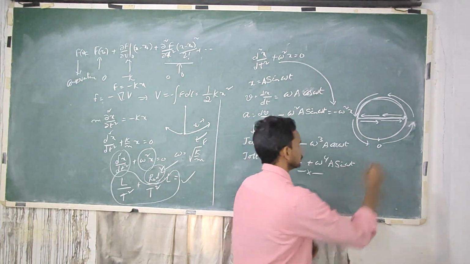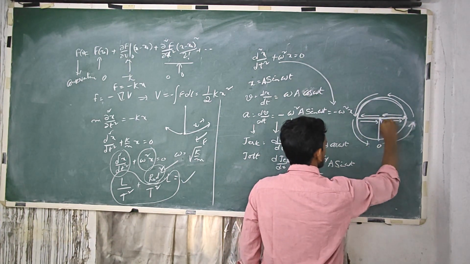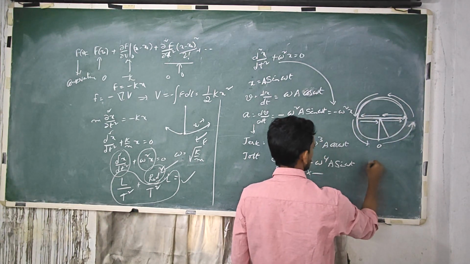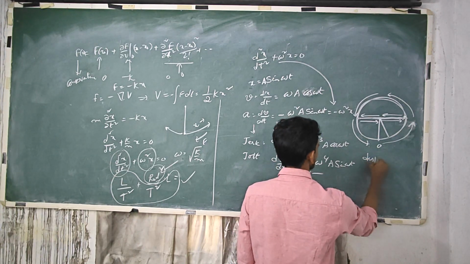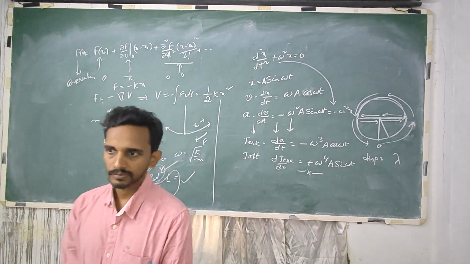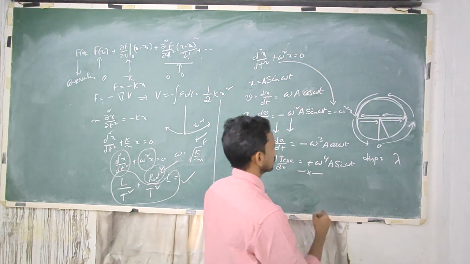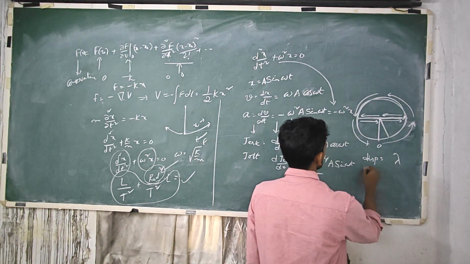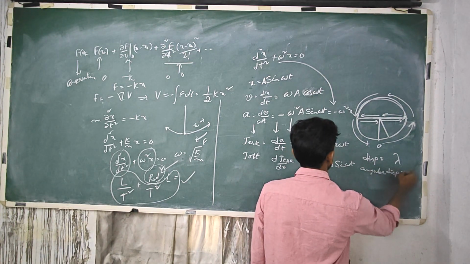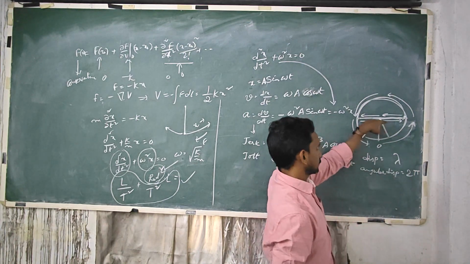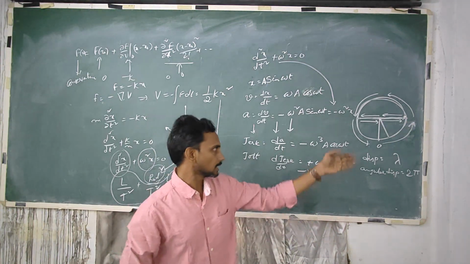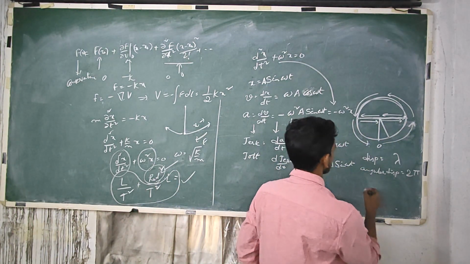So if you map both of these, let's say for one complete cycle the total displacement is lambda, and the angular displacement is 2 pi. So when the person completes one complete cycle, the angular displacement is 2 pi and the actual displacement is lambda on the diameter of the circle.